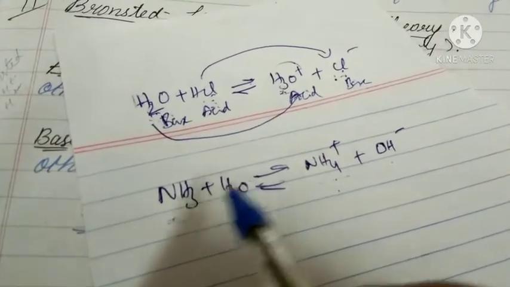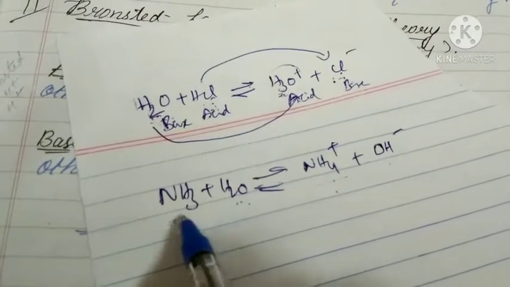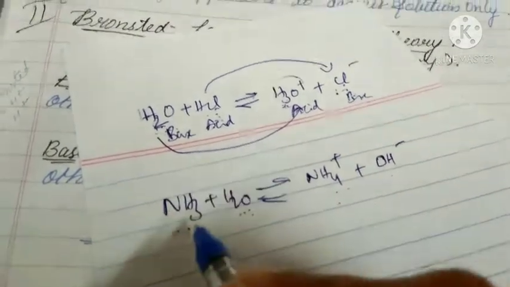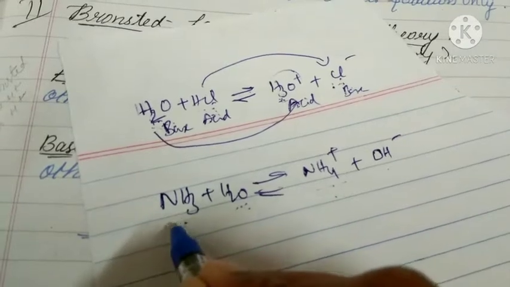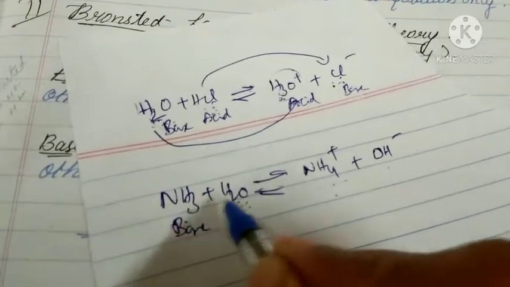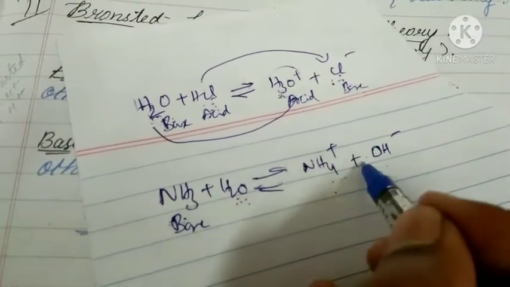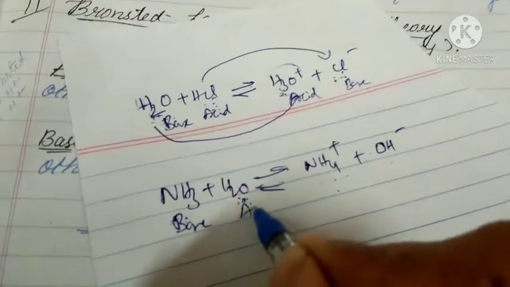What happened? This NH3 gains H plus from H2O. That means NH3 gaining H plus acts as a base. This H2O donates H plus, and because of that it becomes OH minus. It became an OH minus ion. So this H2O acts as acid.